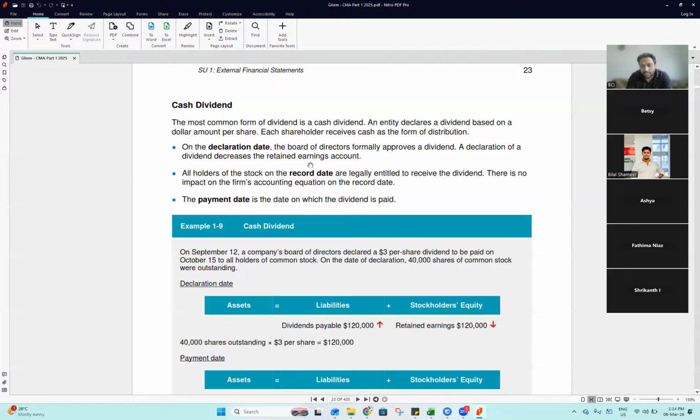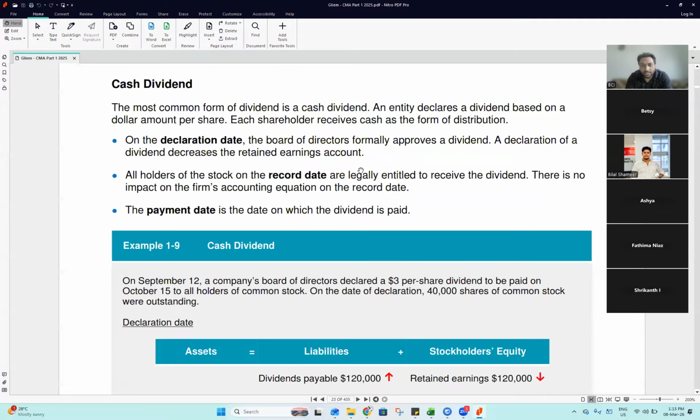On the declaration date, the board of directors formally approves a dividend. A declaration of a dividend decreases the retained earnings. So our journal entry on this date will be retained earnings account debit to dividend payable. Retained earnings always has a credit balance, so we debit the retained earnings and credit the dividend payable. Then all holders of the stock on the record date are legally entitled to receive the dividend.